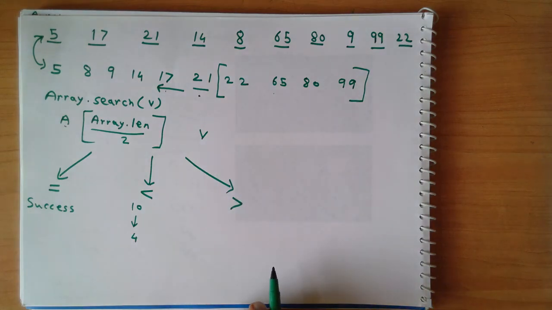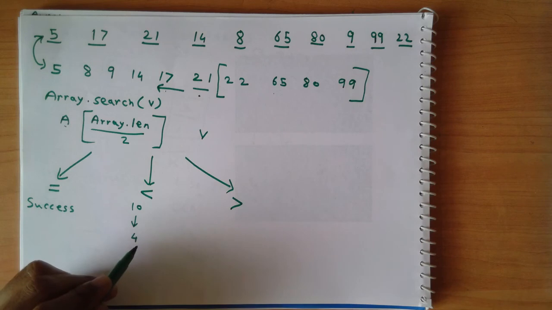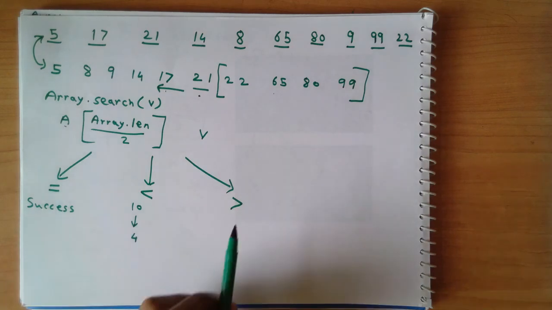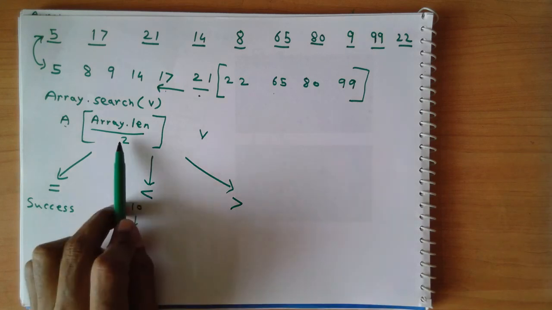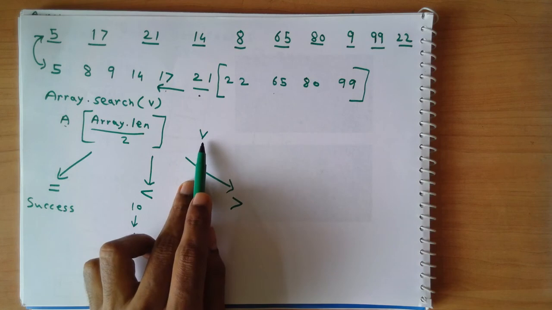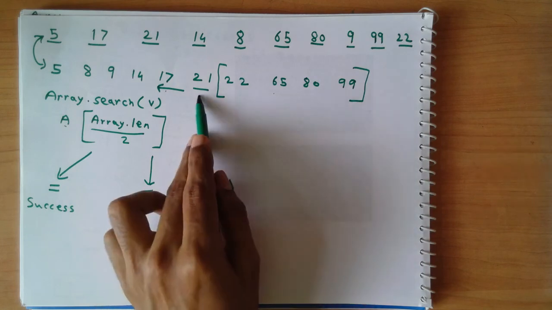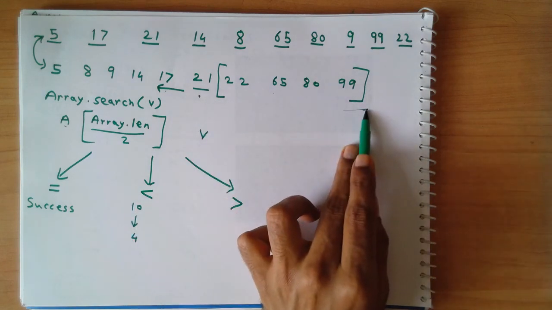So effectively with a constant number of operations, I have reduced the problem size from n to n by 2 or even less than that. Okay. Consider the other possibility. If the middle value of the array, this 21, is greater than V, so let's say I am searching for 9, in that case, there is no point in searching to the right of 21. Searching in this part of 21 for 9 is going to be meaningless.